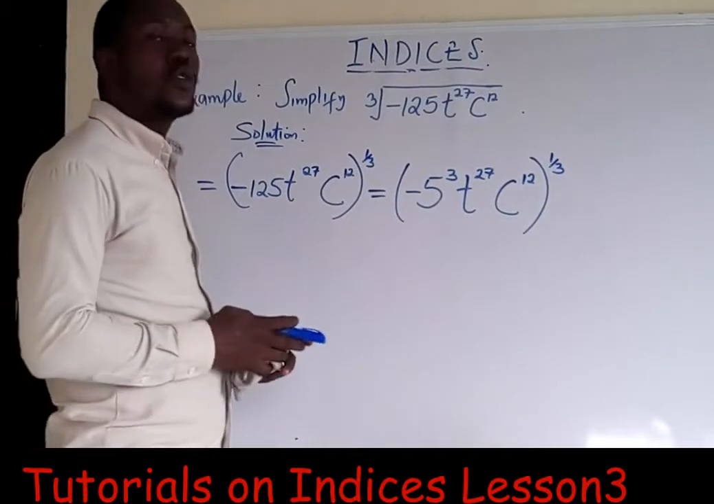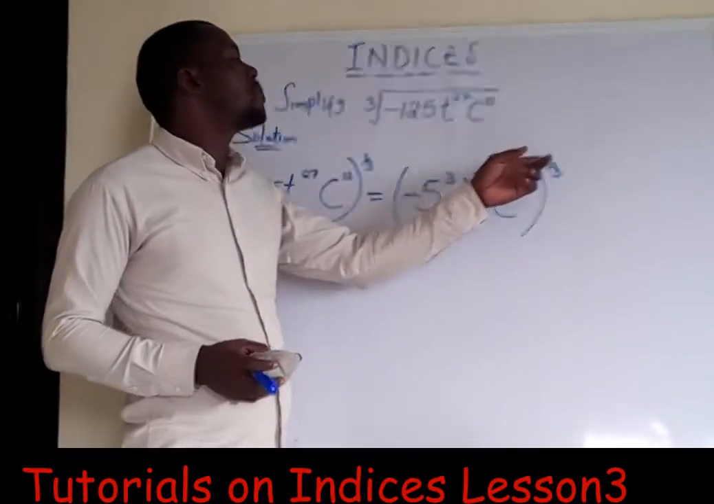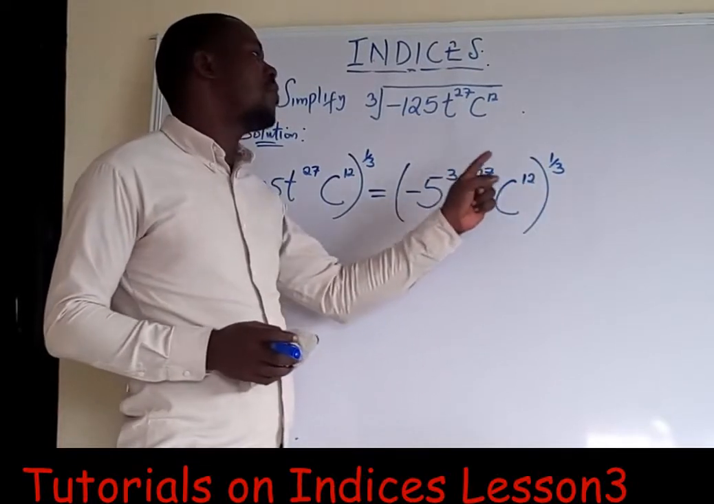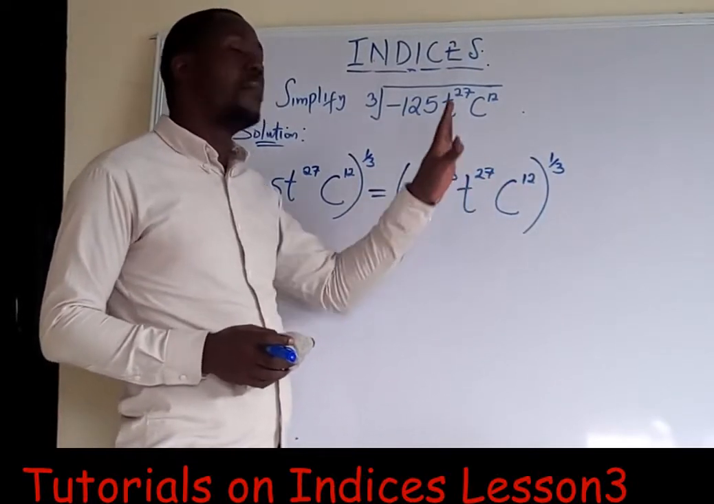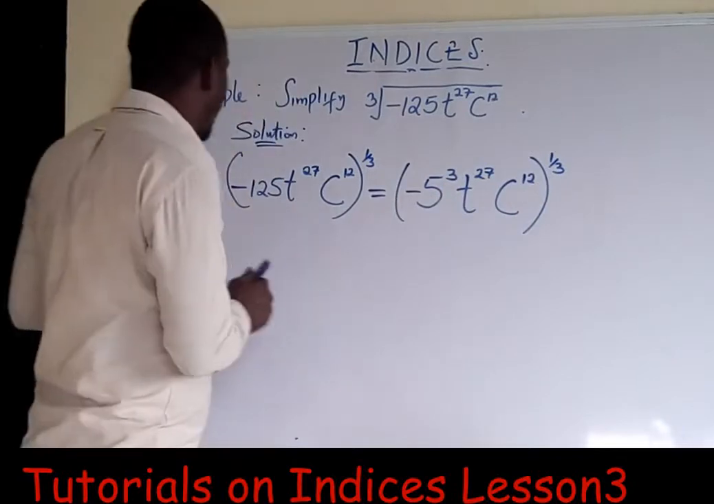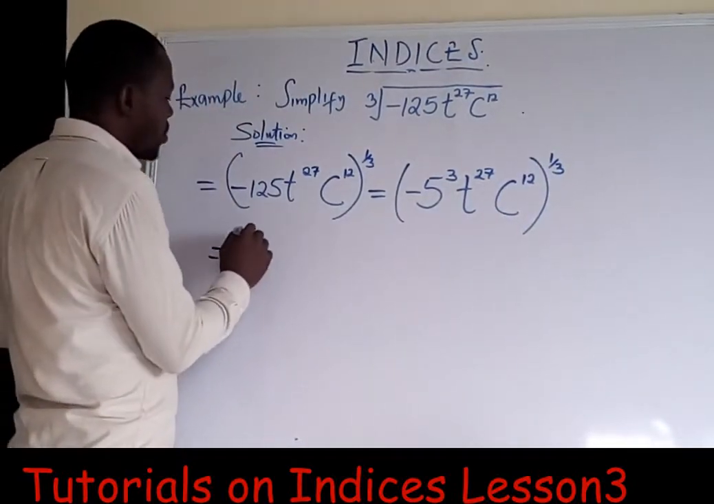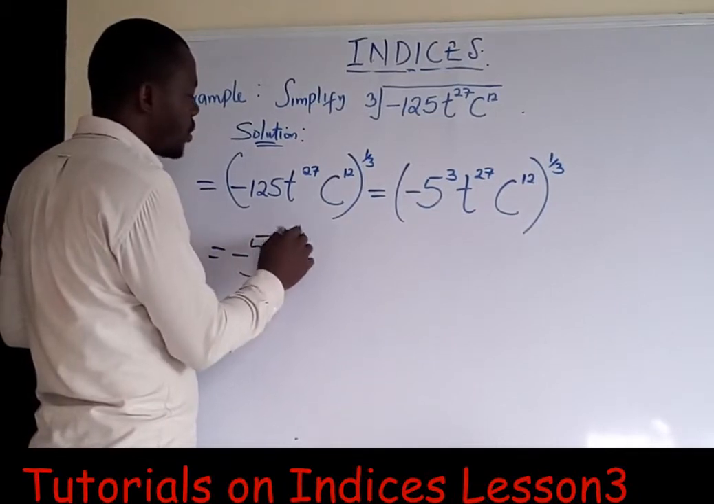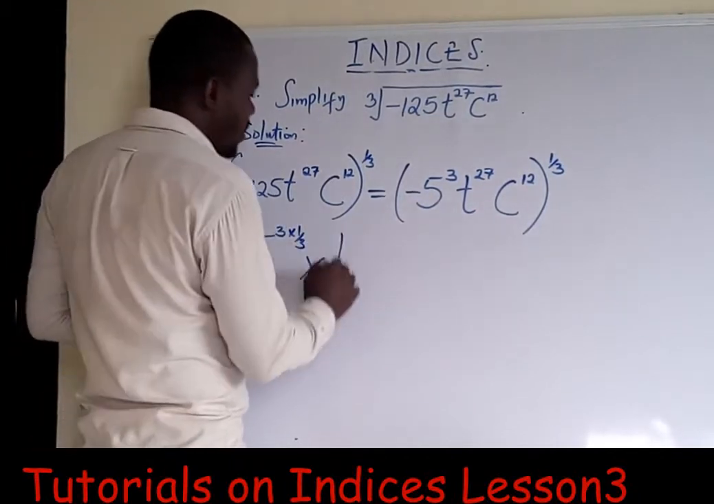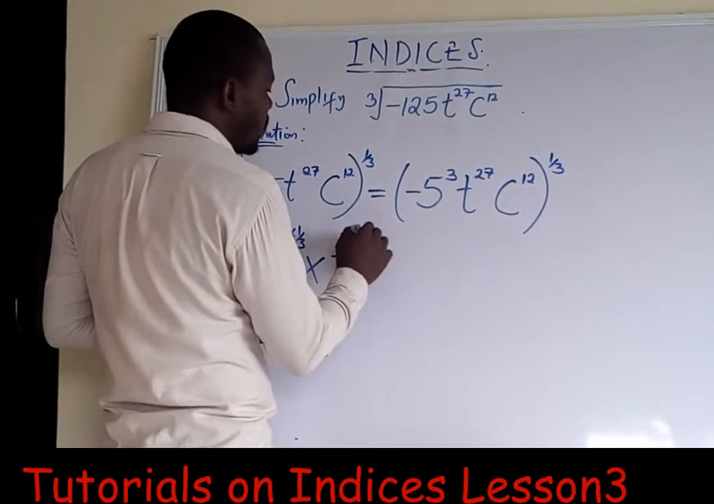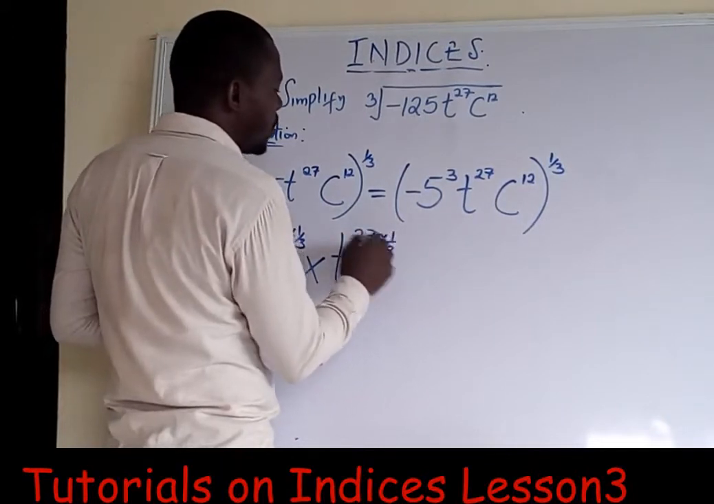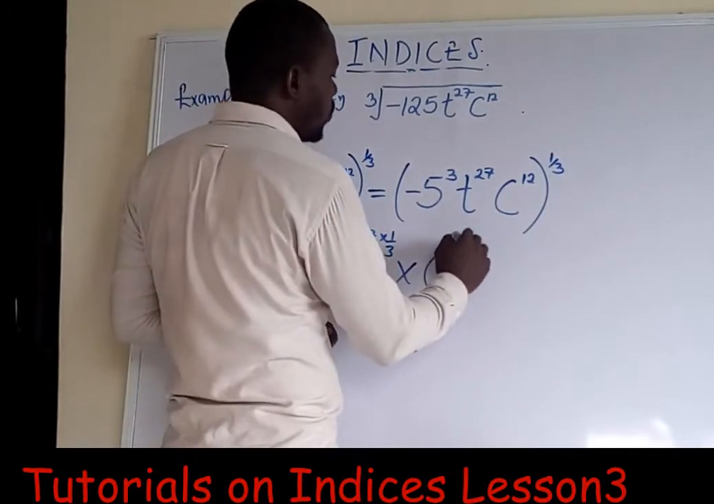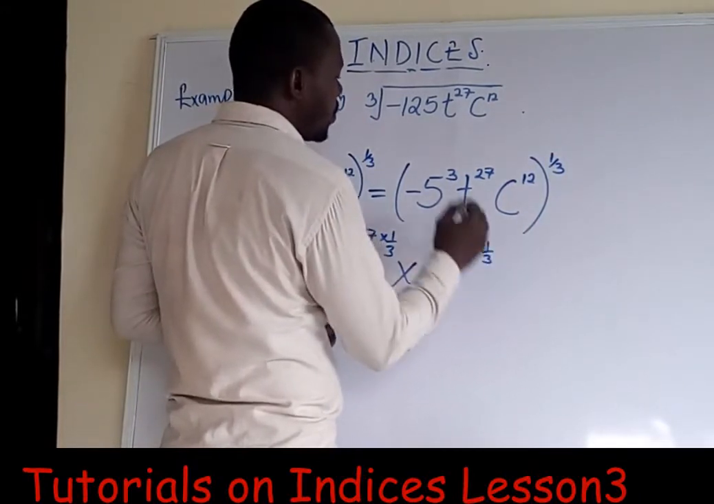Now from this point here, what we need to do is we are going to give this power to each one of them. And since each one of them is having its own respective or different powers, we're going to multiply this one by it and say minus 5 raised to the power 3 multiplied by 1/3 times T raised to the power 27 times 1/3 times C raised to the power 12 times 1/3.